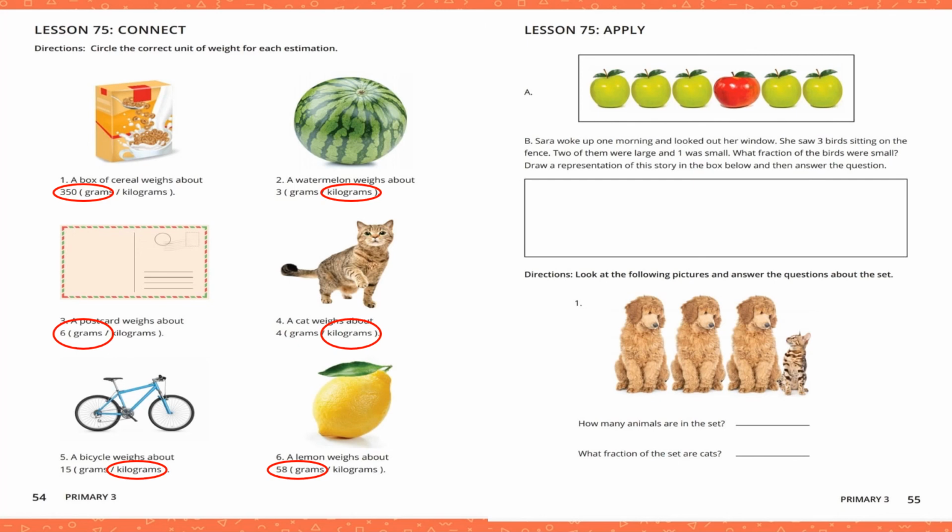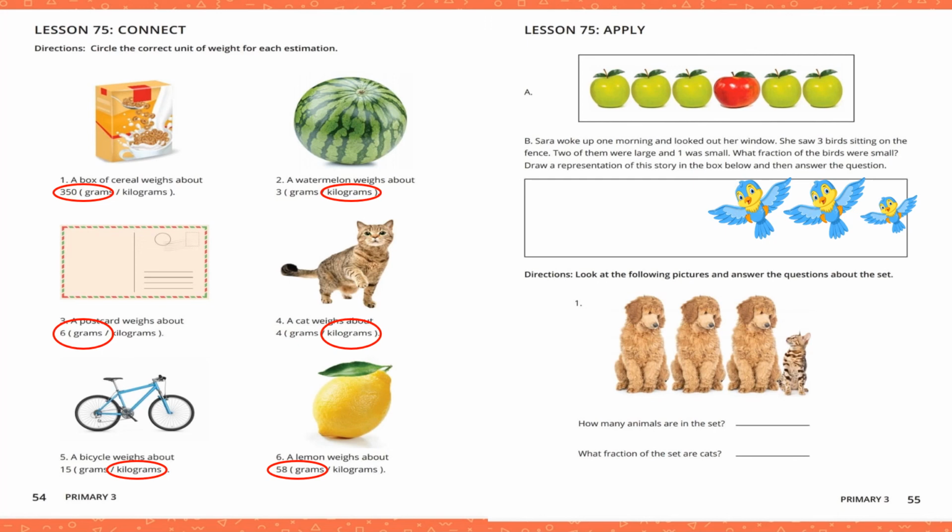Letter B. Sarah woke up one morning and looked out her window. She saw 3 birds sitting on the fence. 2 of them were large and 1 was small, like this. 3 birds, 2 are large and 1 is small. What fraction of the birds were small? I want the fraction of small only.